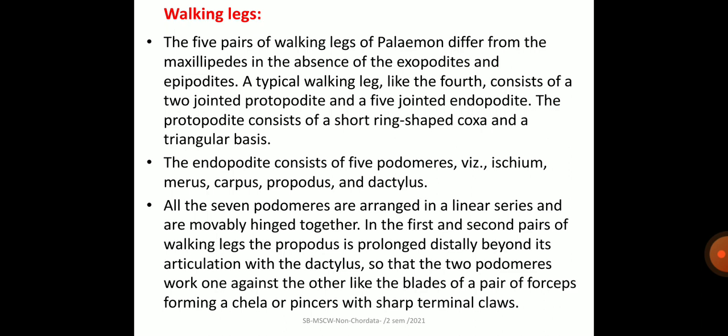The ischium being the lowermost, above that is merus, next is carpus, the fourth one being propodus, and the fifth one being the dactylus. So all these 7 podomeres are arranged in a linear series and are movably hinged together. In the first and second pair of walking legs, the propodus is prolonged distally beyond its articulation with the dactylus, so that the 2 podomeres work one against the other like the blades of a pair of forceps, forming a chela or pincer with sharp terminal claws.